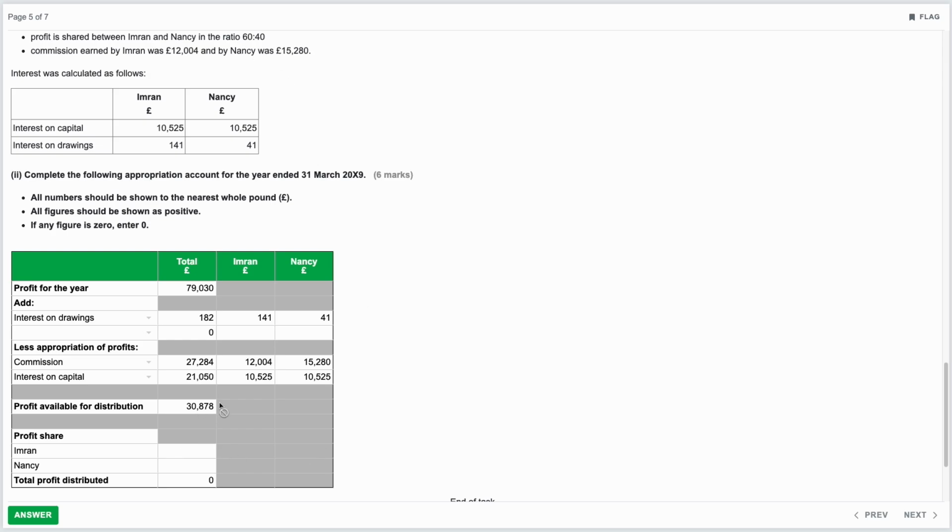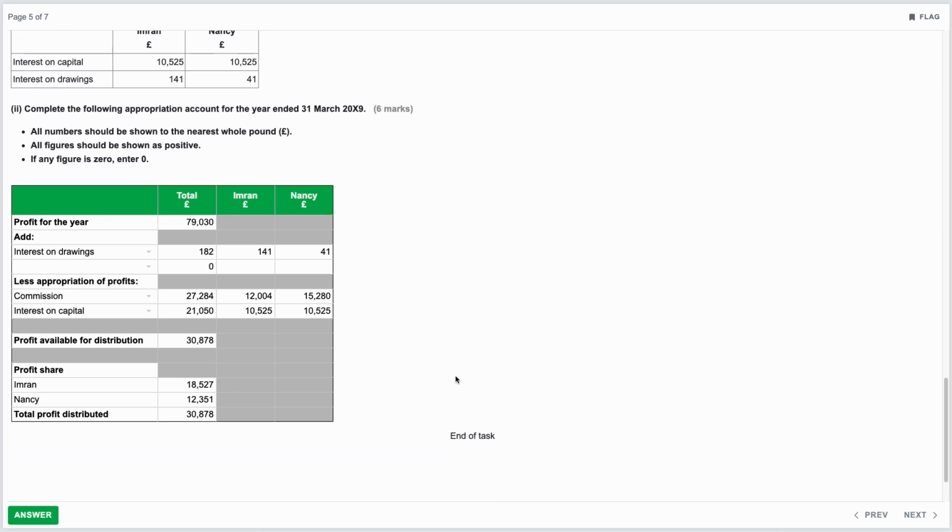So we do 60% of our 30,878, and that would give us an amount to go to Imran of 18,527, and then we would do 40% of our 30,878, and that would go to Nancy. So that gives us an amount of 12,351. And we can see that the total profit distributed should be the exact same as the profit available for distribution. If it isn't, something's gone wrong.